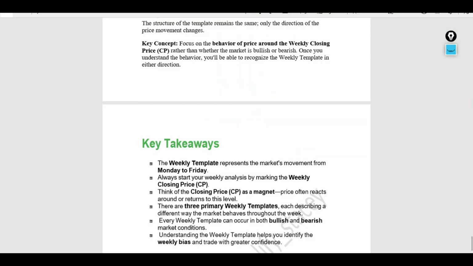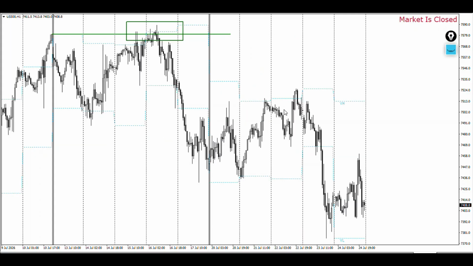Okay, so that's all about our weekly template. It gives you the overall bigger picture of the market, how the price moved from Monday to Friday. Next time we will introduce the daily template, because we trade on the lower time frame, like the 15-minute or 5-minute time frame. So the daily template is very important to understand. The daily template is the same as weekly, but I will make a video more deeply so that you can understand it.